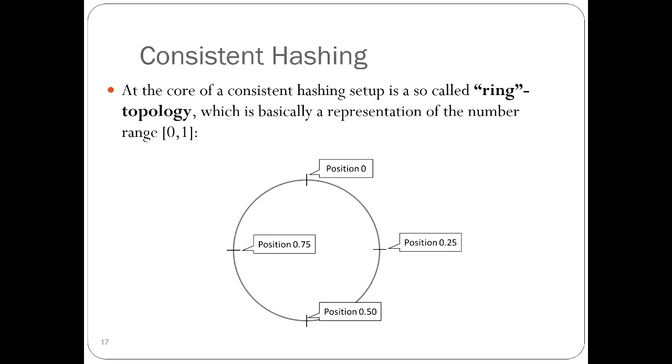In consistent hashing, we use a different kind of topology. You are looking at that topology. It is called the ring topology. And what it does is represent the numbers in the range from 0 to 1 in our case.